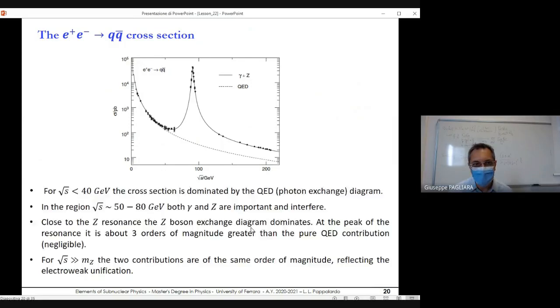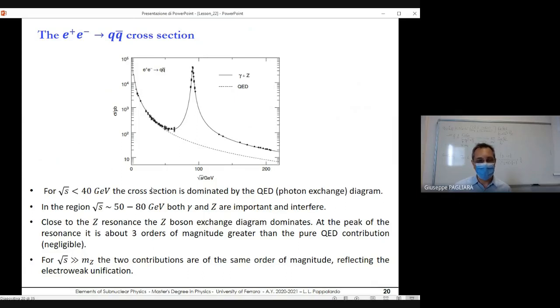Okay, final words about the Z. Let's now look at the Z resonance in the full shape. Here we have the electron positron into quark antiquark cross-section. The dotted line is the QED contribution, and the full line is the QED plus neutral current contribution. What we see is that at low energy, essentially below 40 or so GeV, the total cross-section corresponds to the electromagnetic process. The energy is too small to allow for the Z process to be important.